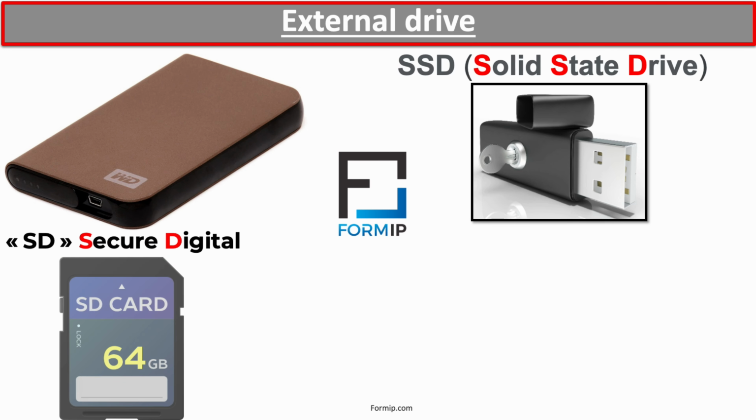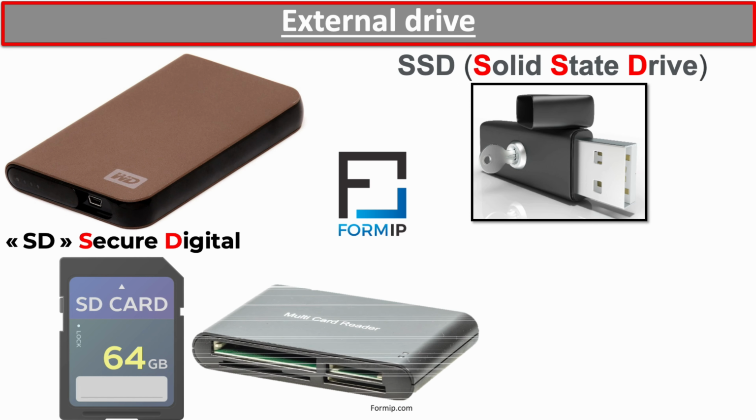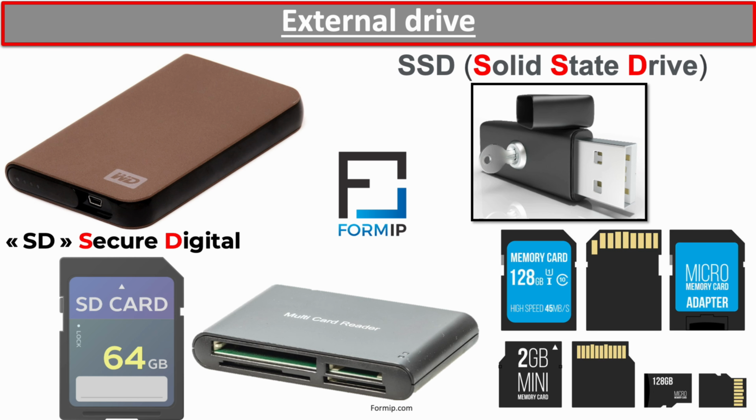Now, let's move on to digital cards, which are better known as SD for secure digital, which is an equally popular type of flash memory. They are mainly used in digital cameras to store photos and videos. The advantage is that it is very easy to recover your data on a computer using an SD card reader. There are other types of SD cards, like mini SD and micro SD. By the way, the micro SD card is commonly used in most smartphones to add extra space.